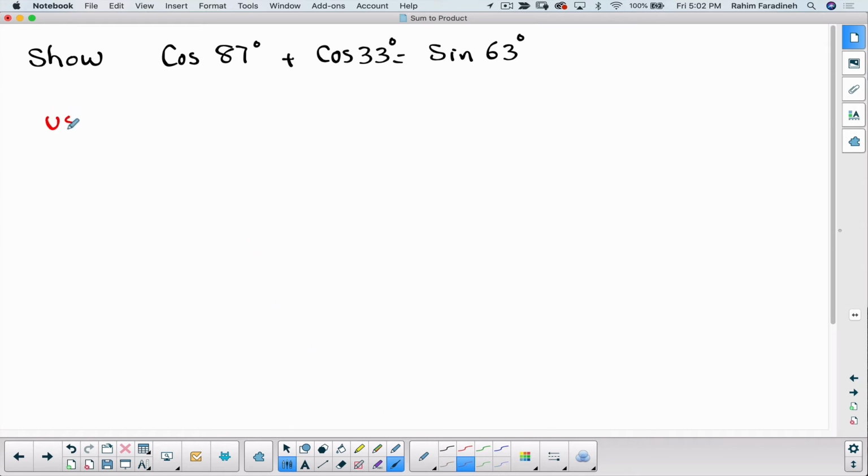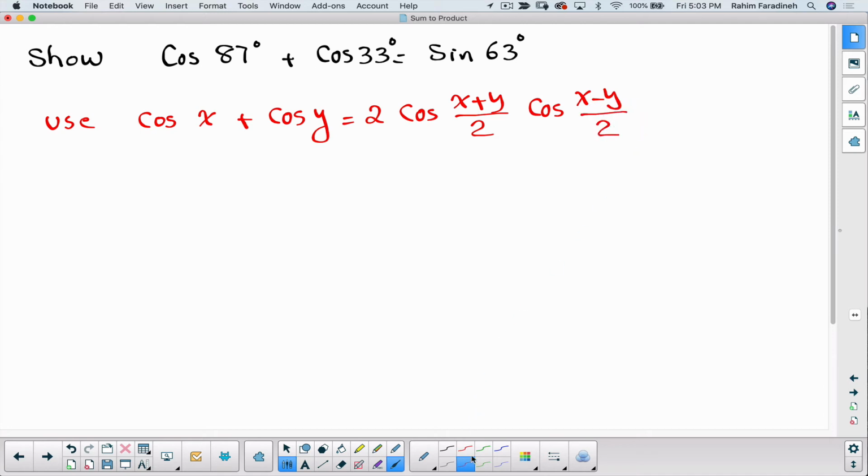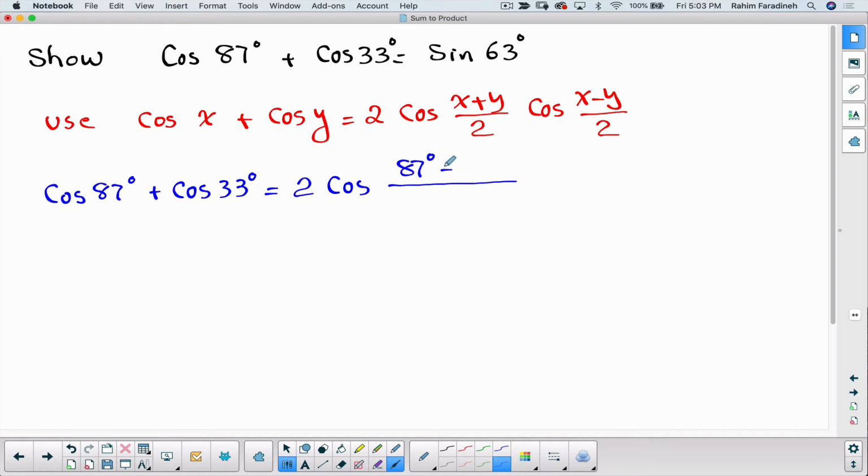Here, we're going to use the formula for cosine of x plus cosine of y, which was 2 cosine of (x plus y) over 2 times cosine of (x minus y) over 2. So working on the left side, cosine of 87 degrees plus cosine of 33 degrees will be 2 times cosine of (87 degrees plus 33 degrees) divided by 2, times cosine of (87 degrees minus 33 degrees) divided by 2.